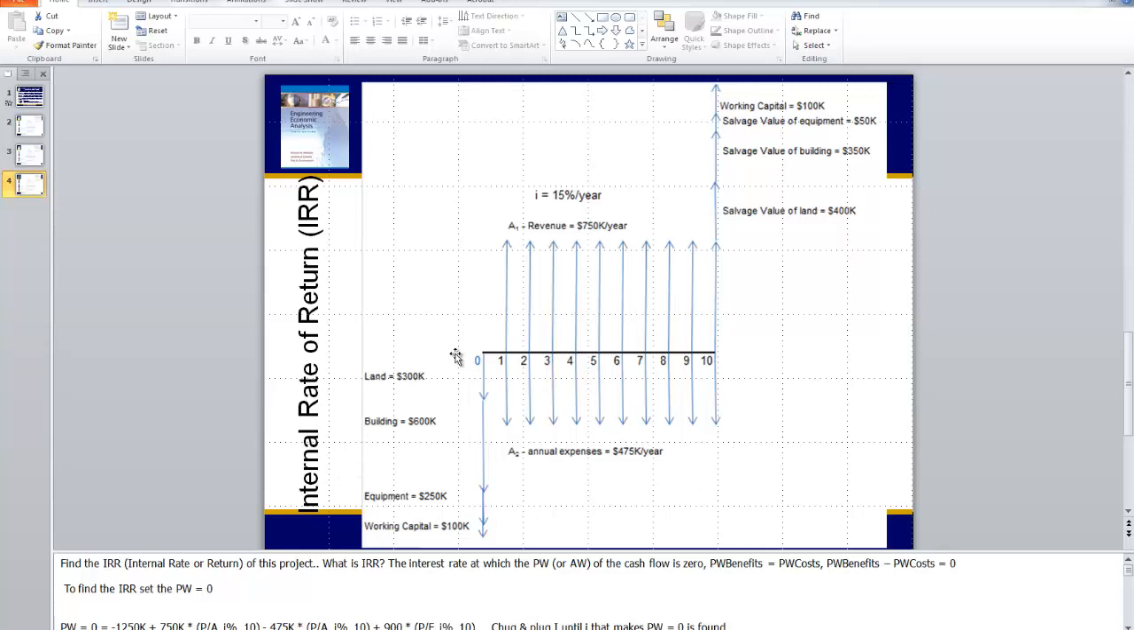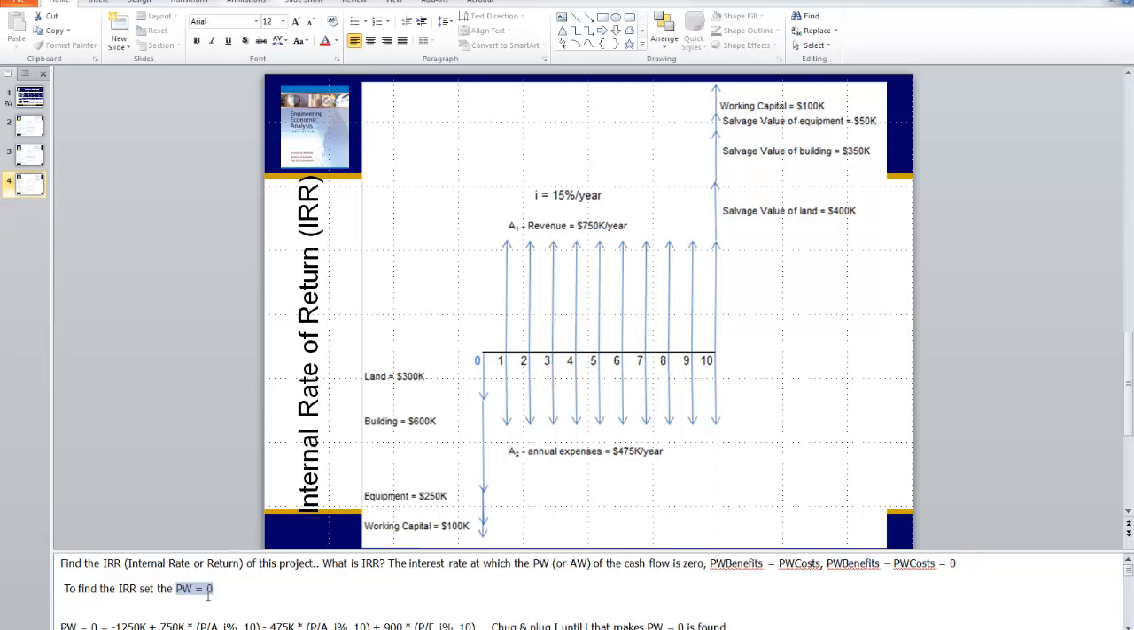But now, instead of trying to find the present worth or the annual worth equivalent of these cash flows, we are going to find the internal rate of return. One way of describing the internal rate of return is the interest rate at which the present worth, it could be annual worth or future worth, of the cash flow is zero. So present worth of benefits equals present worth of costs is one way. The interest rate at which present worth of benefits equals present worth of costs. Or another way of saying it is the interest rate at which present worth of benefits minus present worth of costs equals zero.